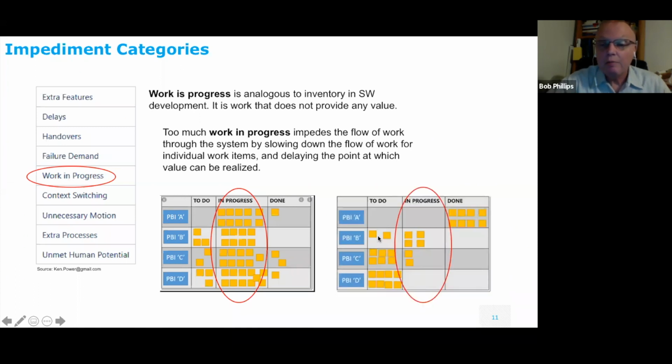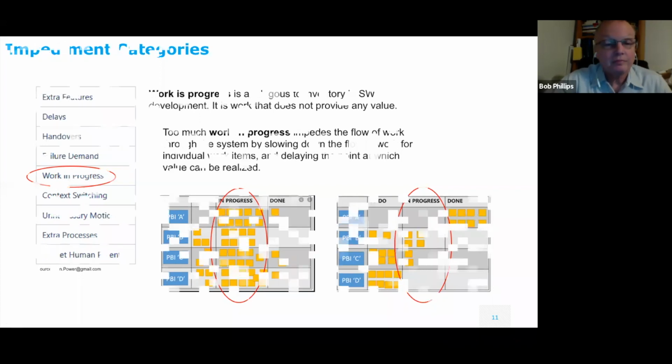So now, wouldn't it be better if you actually had the team working so that they get PBI A, product backlog item A, done, and then start working on B and C, and get B done, and then work on C? That's what you want to drive towards. That's a work in progress impediment.